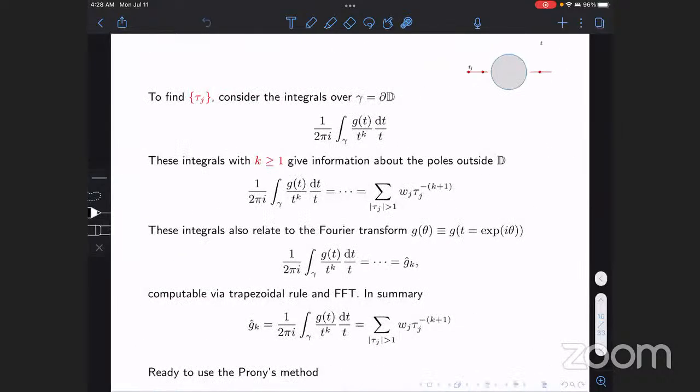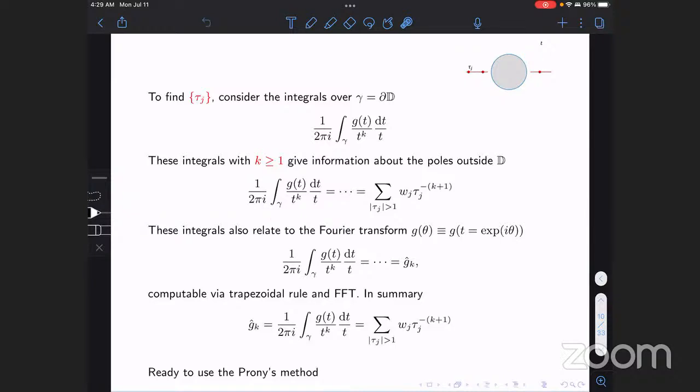Now, to find the tau_j's in the t-plane, we consider the following integrals of the form 1 over 2 pi i, integrated over g(t) times t to the power k, dt over t, on the unit circle. The reason we consider these integrals is that they serve as an important bridge which brings the poles to the data that we have. First, if you consider the cases where k is greater than or equal to 1, these integrals give important information about the poles outside the disk, which are the red ones in this figure. I will skip the details of the calculation here, but this is just a simple application of the Cauchy integral formula.